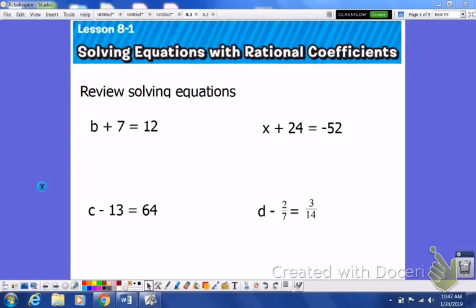Here we go with chapter 8. In this chapter we are going to be working on solving equations and inequalities. So for section 1 we're going to talk about solving equations with a rational coefficient.